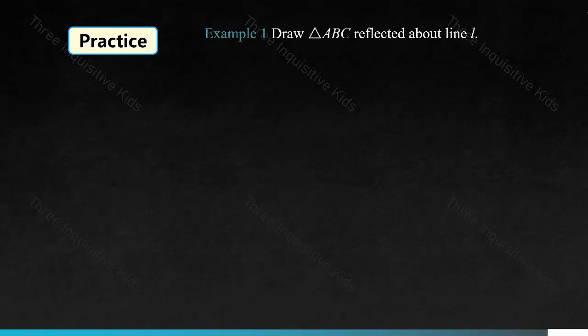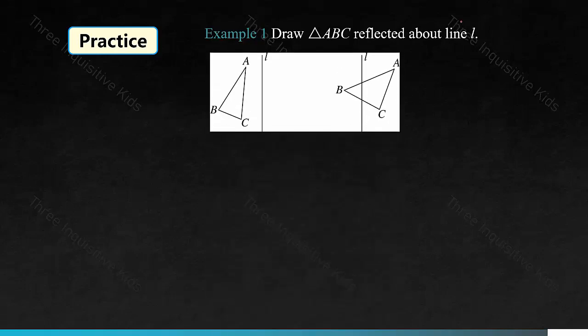Here's some practice now. Draw triangle ABC reflected about line L. Here we have two triangle ABCs, and we want you to reflect this across line L.